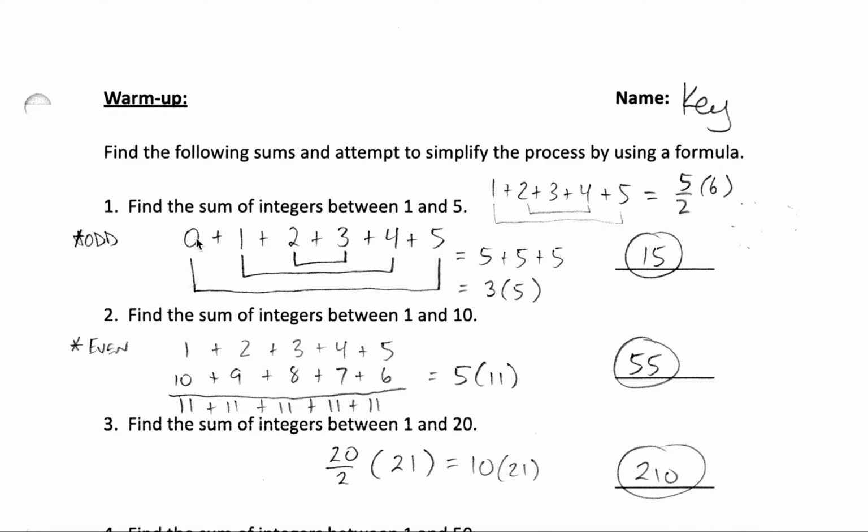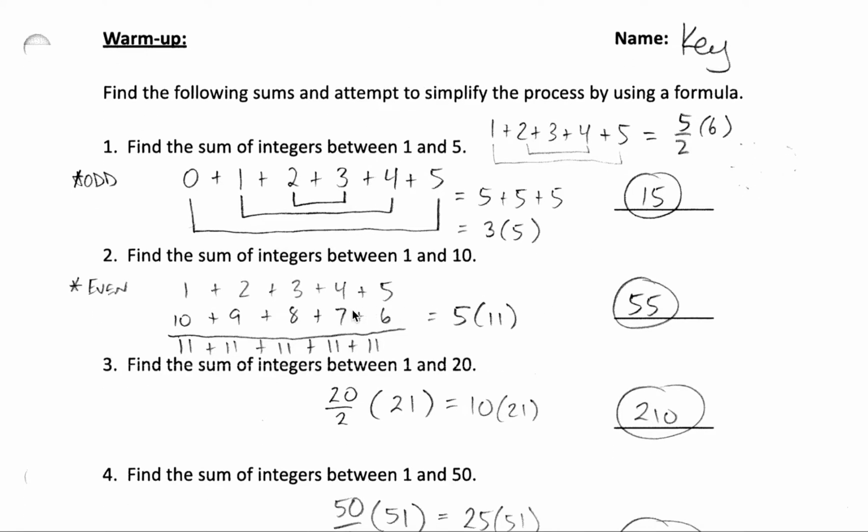So if I add in a different way here, if I just add the first and the last numbers and work inside, then 0 and 5 gives me a sum of 5. 1 plus 4 gives me a sum of 5, and 2 plus 3 gives me a sum of 5. So I have 3 pairs of numbers, each adding up to 5. So that's the same as 3 times 5, which is also 15.